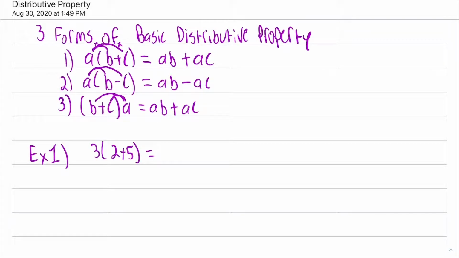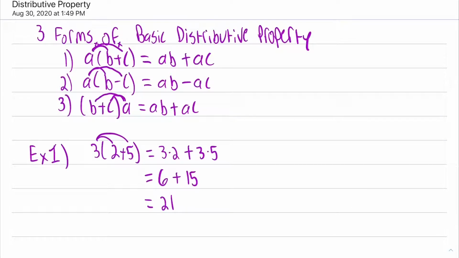3(2 + 5). The 3 is on the outside. It's going to multiply the 2 first. Then we're going to copy the sign, which is a plus, and then do 3 times 5. Then you do the multiplication. 3 times 2 makes 6, plus 3 times 5 makes 15. And then 6 plus 15 makes 21.